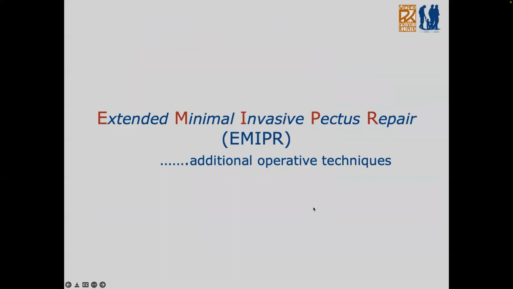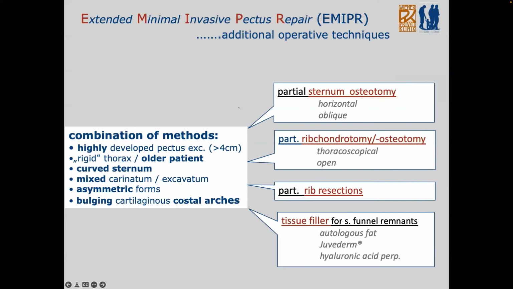Now to the extended minimally invasive pectus repair. It sometimes needs additional operative techniques. Especially, there are situations in which you also have to combine these methods: in highly developed pectus excavatum of more than 4 centimeters, in rigid thorax in older patients, in curved sternum, in mixed forms, carinatum and excavatum, in asymmetric forms, and in bulging cartilaginous costal arches.